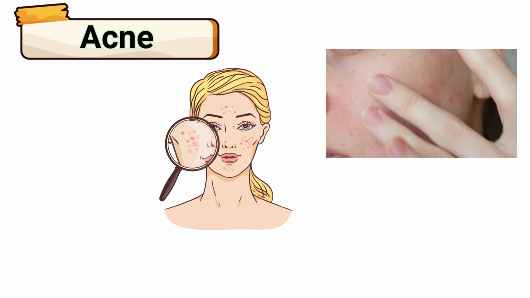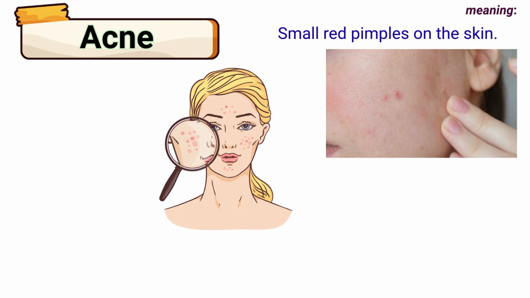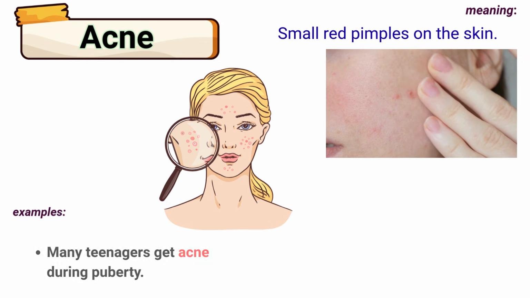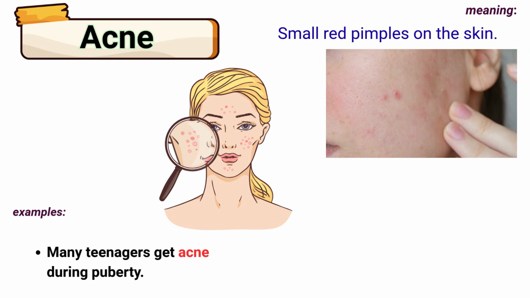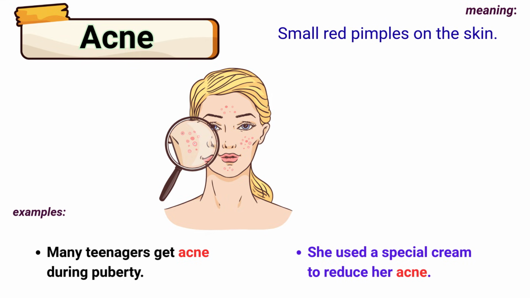Acne. Meaning, small red pimples on the skin. Many teenagers get acne during puberty. She used a special cream to reduce her acne.